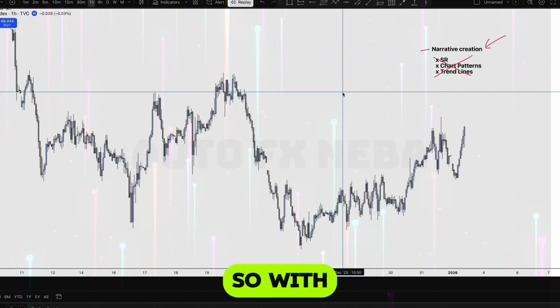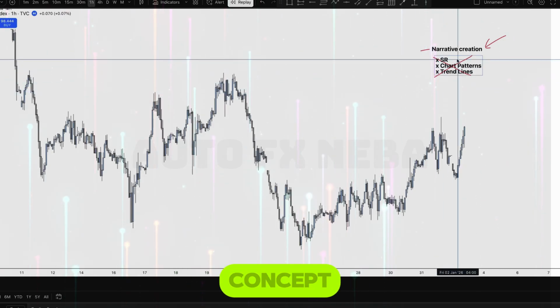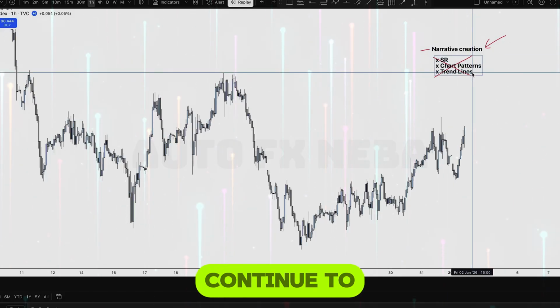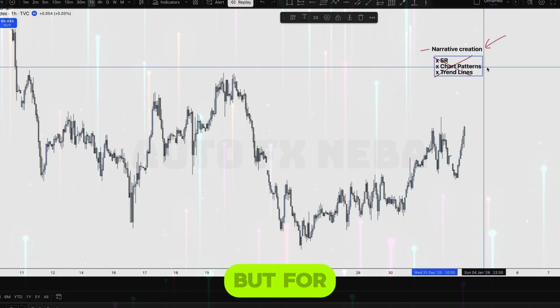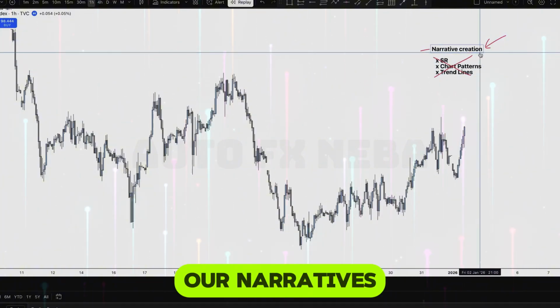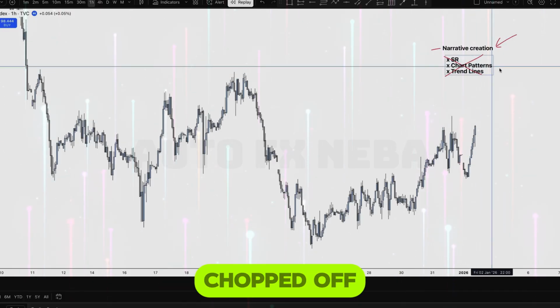So with that said, that's an introduction to price action, in regards to the concepts I will not be trading in this bootcamp. If you trade these, again, continue to do so if you think they are good. But for me, these are no good. These are not going to help us to build our narratives. These are not going to help us to read the story of the market. Therefore, they are chopped off my list.